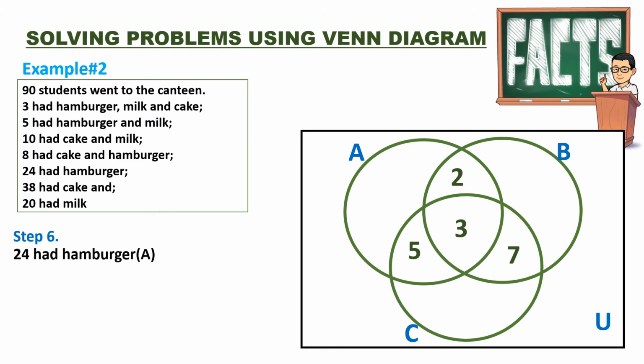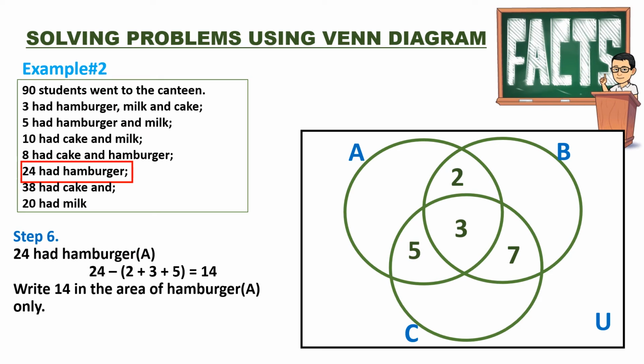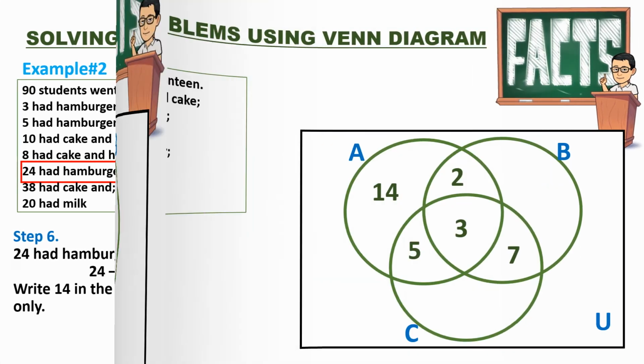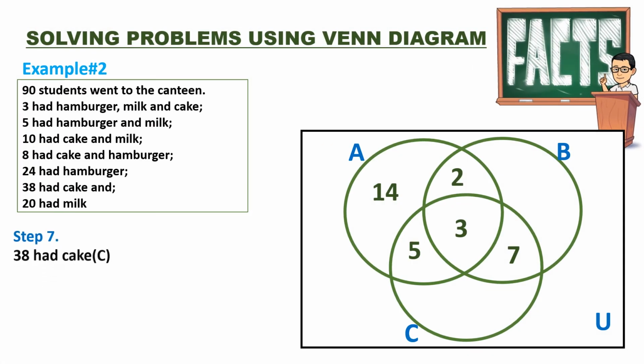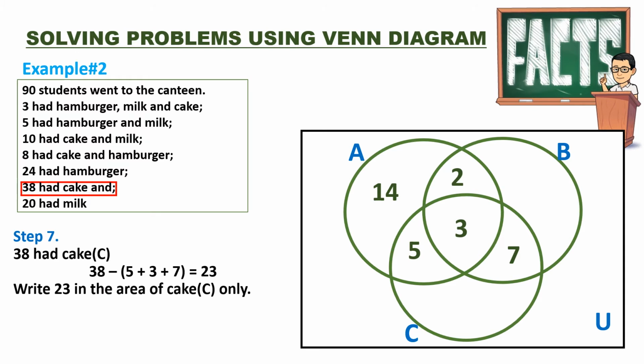Step 6, 24 had hamburger. So we have to add 2, 3, and 5, then subtract it from 24. So we have 14. Write 14 in the area of hamburger only. Step 7, 38 had cake. So we have to add 5, 3, and 7. Then subtract it from 38. So we have 23. Write 23 in the area of cake only.